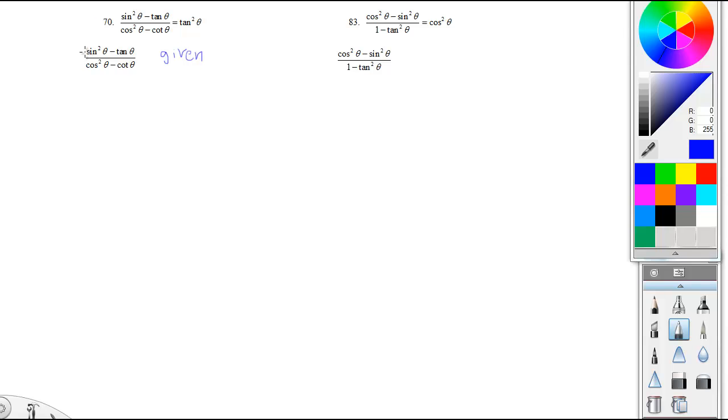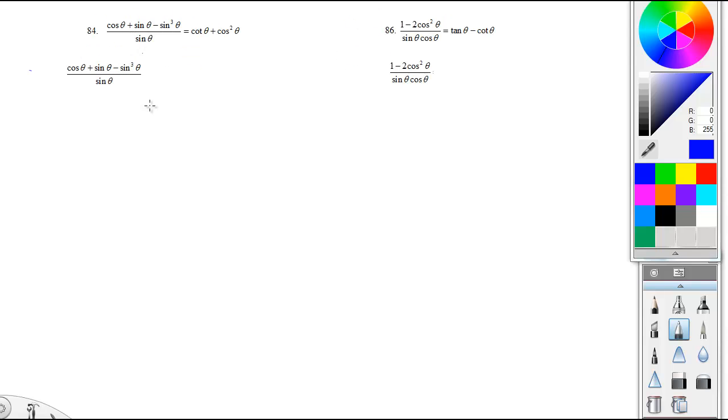This is problem 70 from the textbook, and we're going to get started. So sine squared minus tan theta over cosine squared minus cotangent theta. Next we're going to do problem 84 and then 86. For this problem, we need to rewrite this one. We'll start off with the left side as the given.